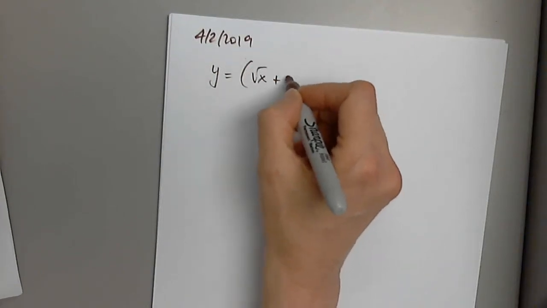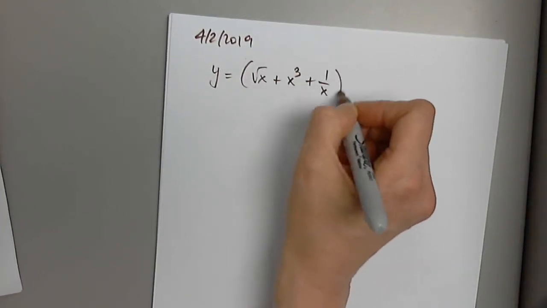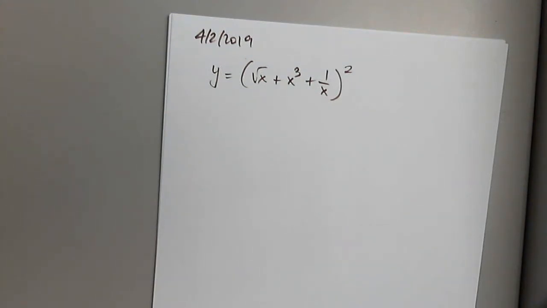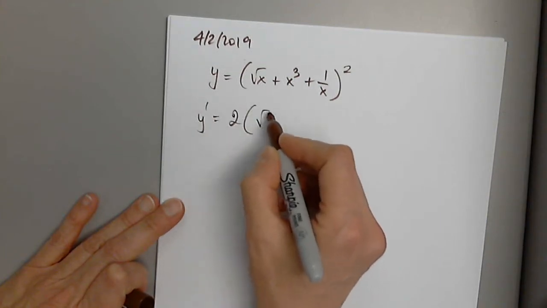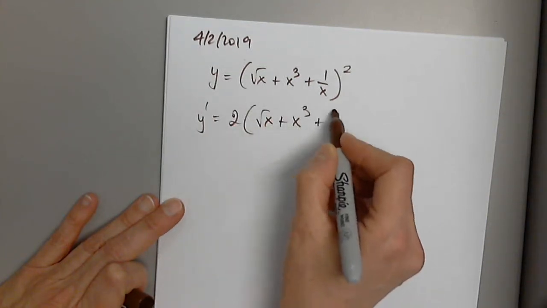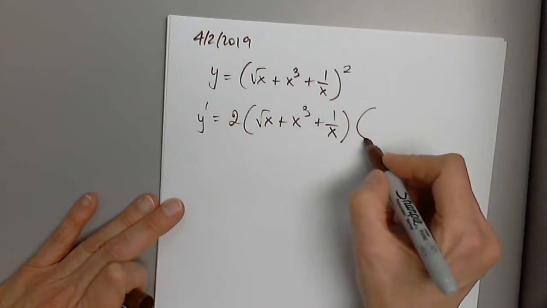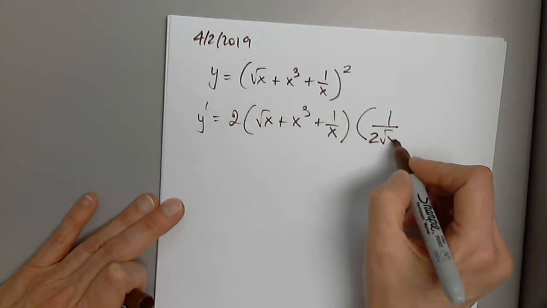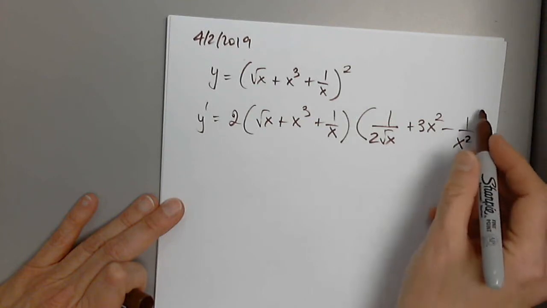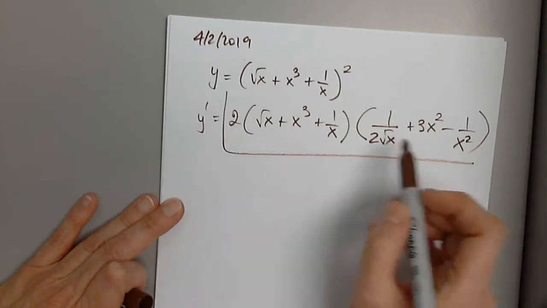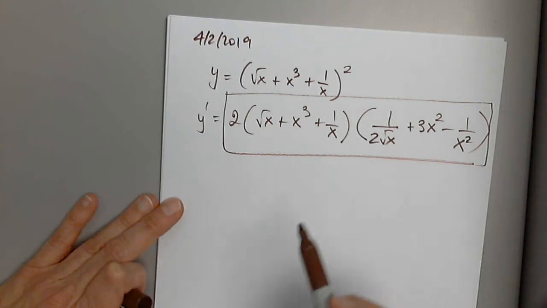y equals the square root of x plus x cubed plus 1 over x, everything squared. Do we need more time on this one? No. Okay, so y prime will be 2 times the square root of x plus x cubed plus 1 over x, multiplied by 1 over 2 square root of x plus 3x squared minus 1 over x squared. And no one is asking you to do anything else.